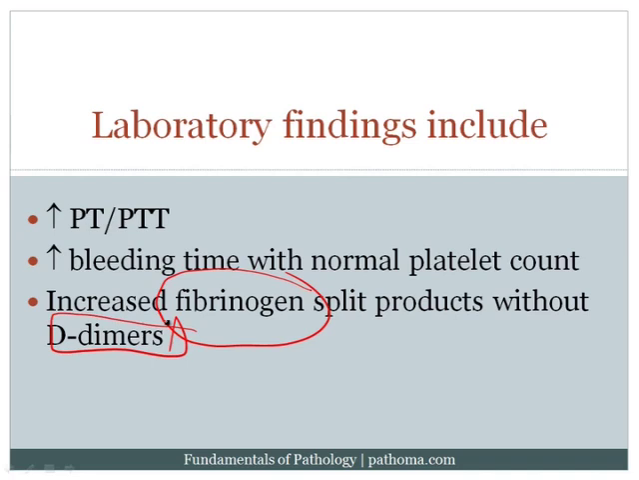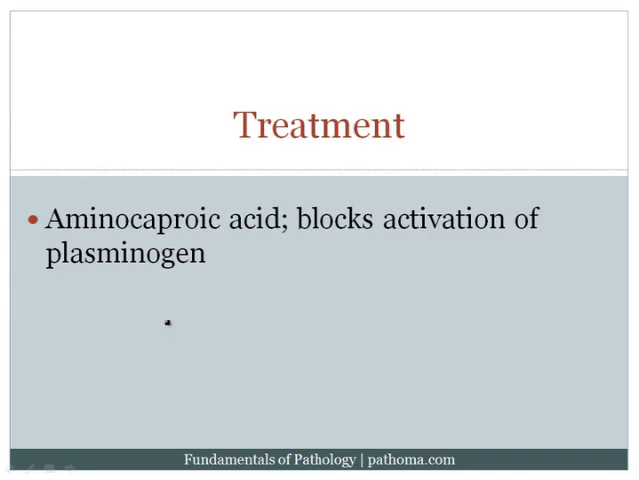So this is very important because remember, the best screening test for DIC was an increase in D-dimer. And so if a patient's got symptoms that are very similar to DIC but does not have an elevated D-dimer, you really want to think about a disorder of fibrinolysis. Now the treatment is aminocaproic acid, and aminocaproic acid blocks the activation of plasminogen so that therefore plasmin could not be formed. And that concludes this section.